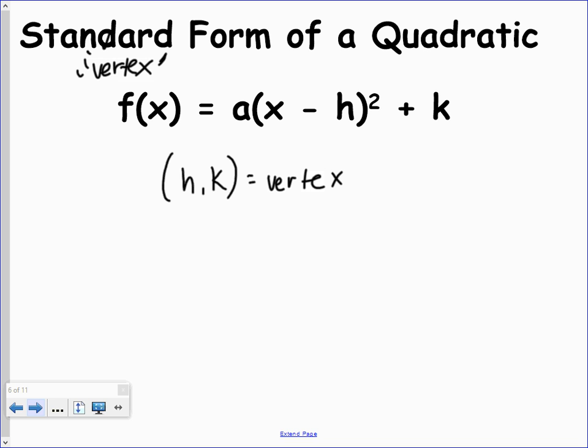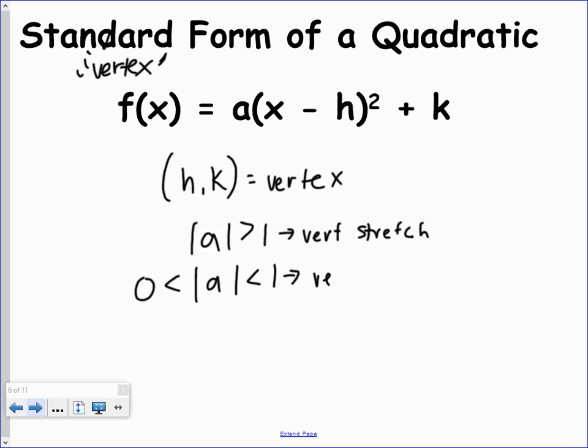Nathaniel? It does do stretch and shrink. If the absolute value of A is greater than 1, then you have a vertical stretch. So that would mean, like, when I'm thinking about my parent graph and I said, oh, I normally go up 1 over 1. If I have a vertical stretch of 2, then that would change to go up 2 over 1. And if I normally go, like, up 4 over 2, if I vertically stretch it by 2, I go up 8 over 2. So you just apply that to the vertical movement. If the absolute value of A is between 0 and 1, then you have a vertical shrink.